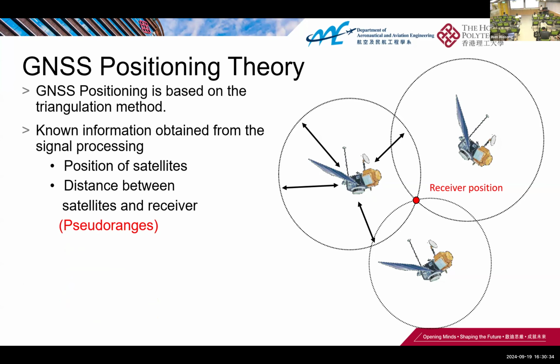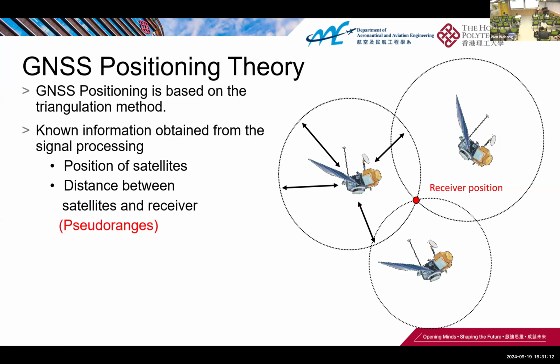As I mentioned, GPS positioning is based on the triangulation method, and the information obtained from the signal processing is the position of the satellite, which is a known variable, and the distance between the satellite and the receiver. This is called code measurement, or code delay. Another name is pseudo range. Code measurement or pseudo range measurement, this is the same. This represents the distance from the satellite to the receiver.